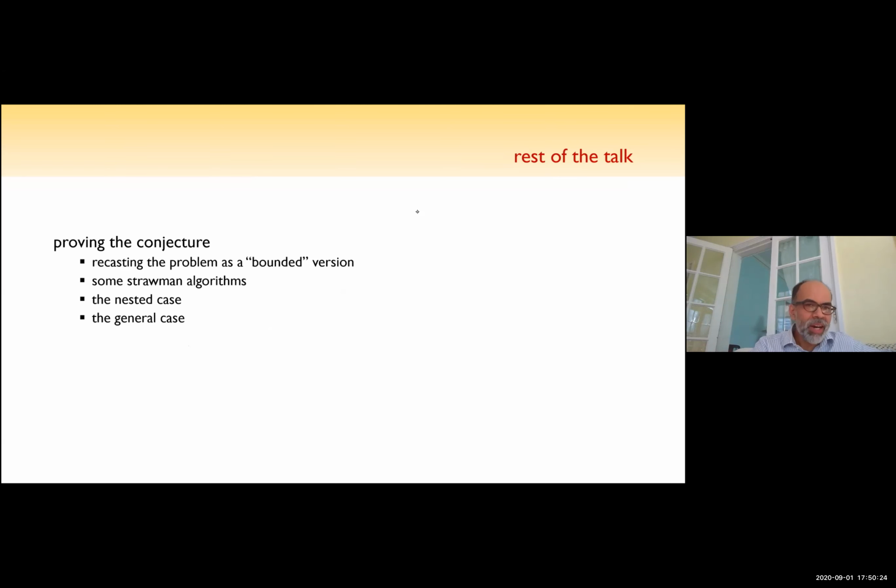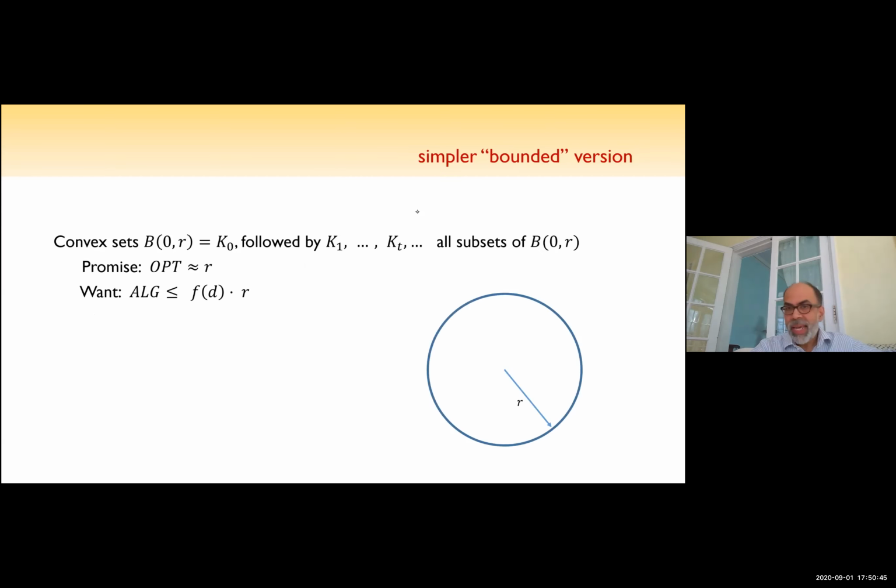I'm going to first cast a simpler version of the problem, which is not really simpler, it's the equivalent. I'll give you a couple of algorithms that will fail, maybe give you some intuition. Then we'll talk about the nested case and the general case. And then if time permits, which it probably won't, I'll tell you some other stuff. Okay, so here's the simpler case.